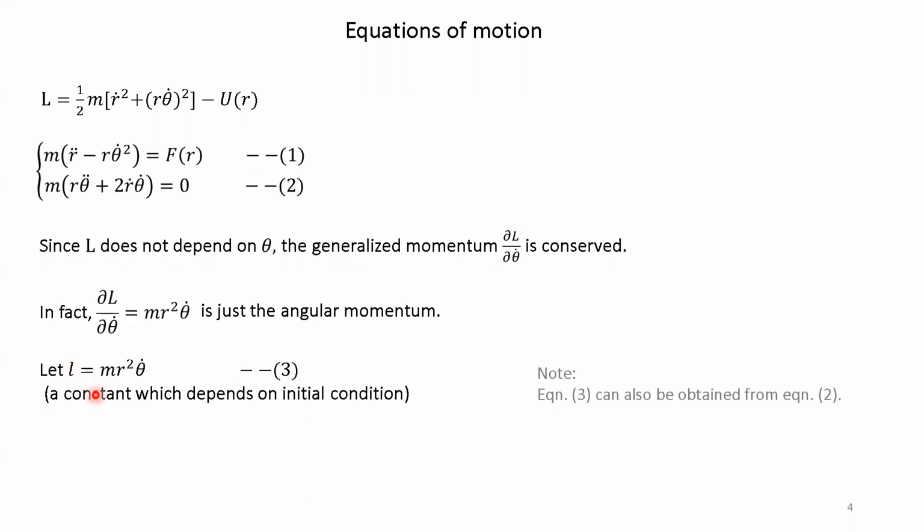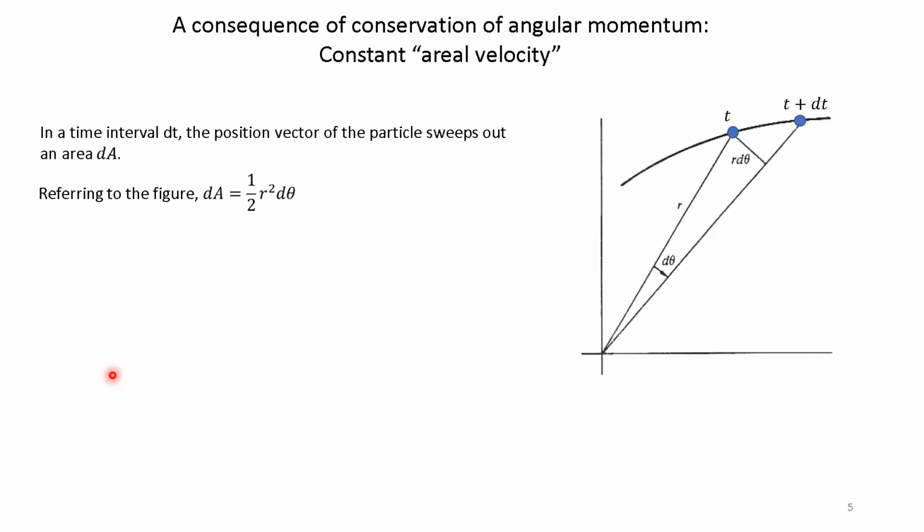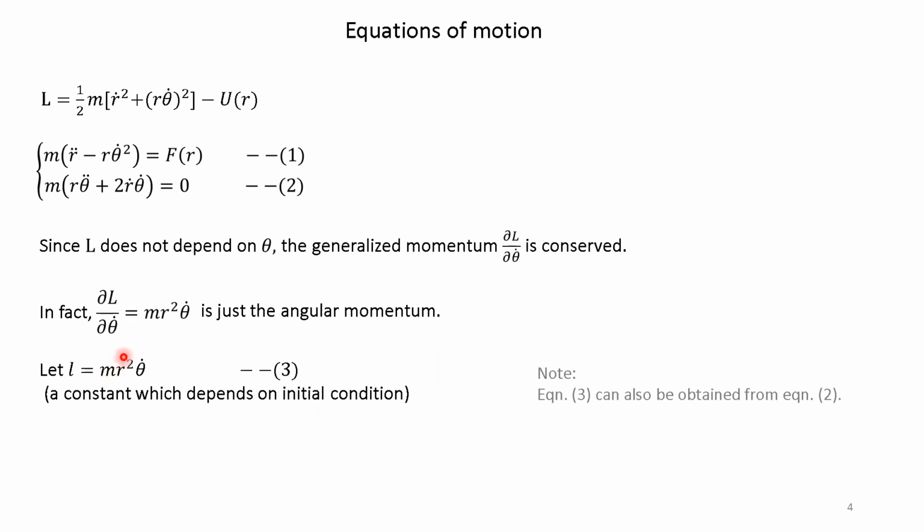And how big is this L? It really depends on the initial condition of your problem. If you give me some initial distance and some initial value of theta dot, then I can calculate this L, and this L remains constant over time. This will be important, because what you see later is that it relates r and theta dot. So what we are going to do next is to find r as a function of theta. But that's the later part.